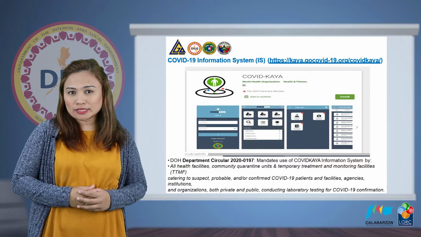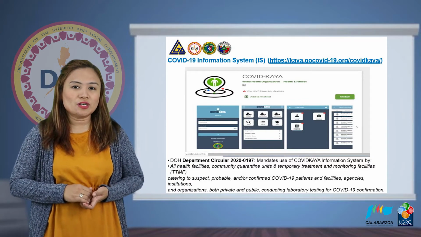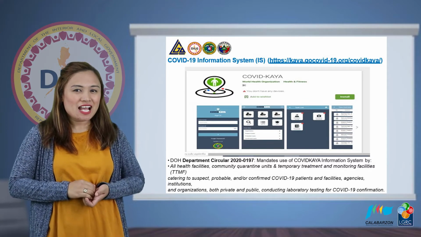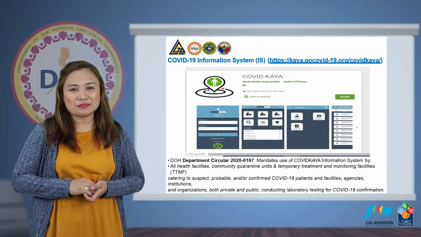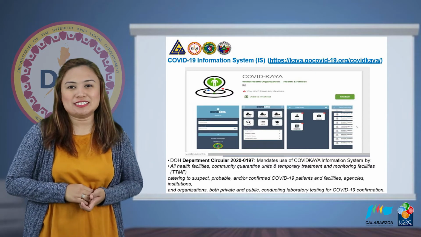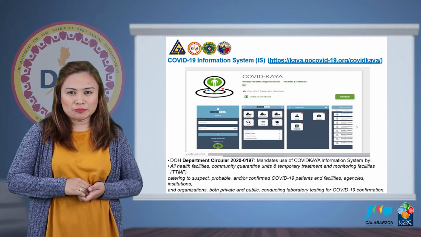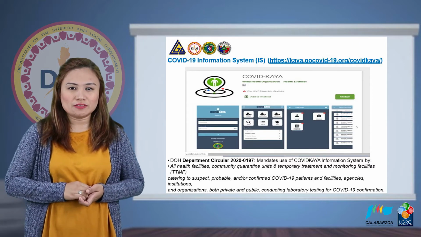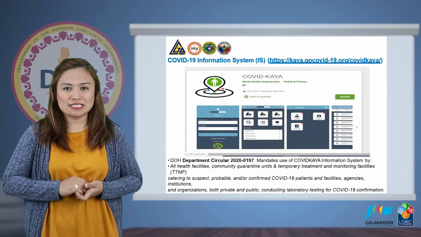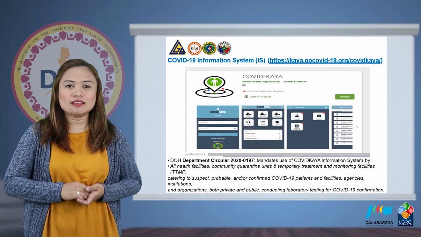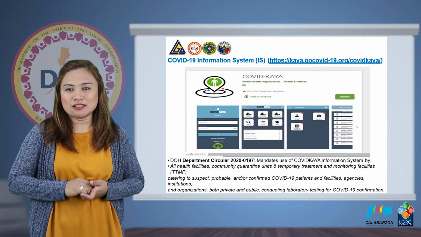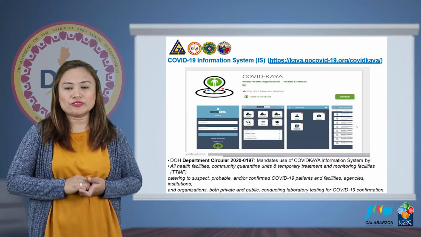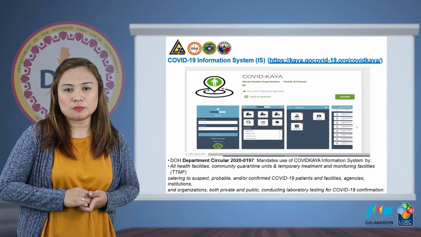Who now needs to report? In the DOH, there is no official information system that is not anchored in the laws. And these laws have administrative orders, department circulars, or memos to support them. In DOH Department Circular 2020-0197, mandating the use of COVID-Kaya, all health facilities, community quarantine units, and temporary treatment and monitoring facilities, or the TTMF, catering to suspect, probable, and/or confirmed COVID-19 patients must be reported.